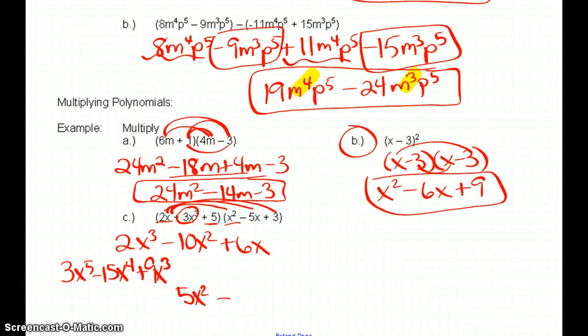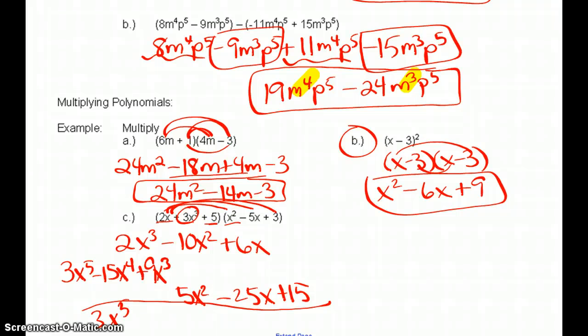Then I have negative 25x, and then positive 15. So when I do it vertical like this, now I can just add my like terms. Okay, so that gives me 3x to the fifth minus 15x to the fourth, and then I have plus 9x to the third plus 5x squared. Positive 6x and negative 25x give me a sum of negative 19x, and then positive 15 at the end.